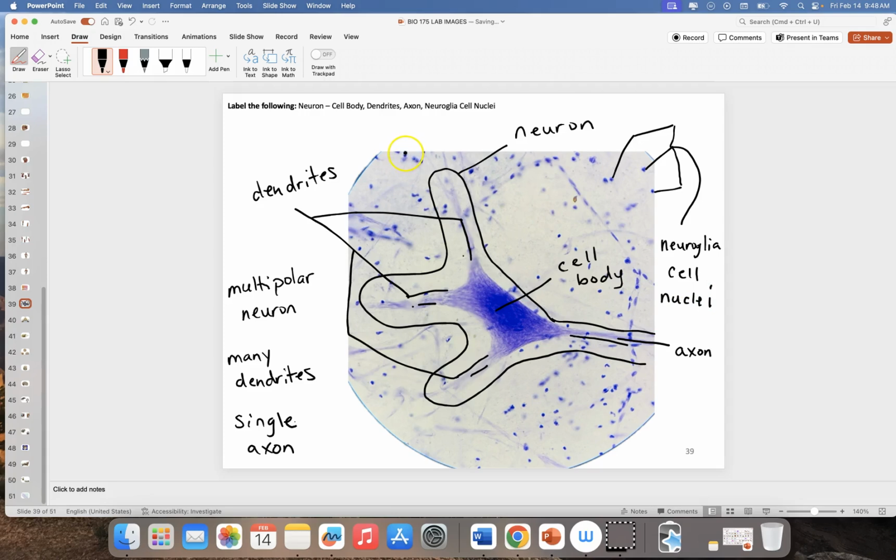If we just pick out one, then we would use the term nucleus. So that would be a single nucleus of our neuroglia cell. Those are the main components we're going to focus on in neural tissue: our multipolar neuron with our dendrites, cell body, and axon, and then our neuroglia cells. And again, we can see the nuclei of those cells.